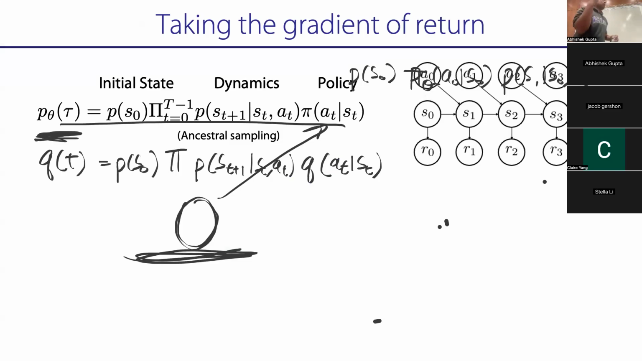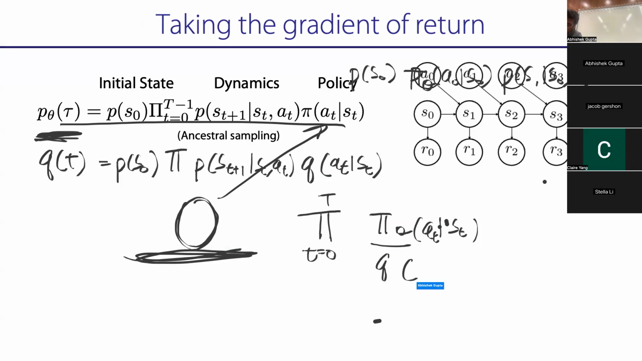If I divide these two things, what do I get? Exactly, you get a multiplication of pi over Q. You get a product from 0 to t of pi theta of AT given ST divided by Q of AT given ST. That's it. If you remember a few lectures ago, I said never take the ratio of probabilities. It's bad times. And now we not only took the ratio, we multiplied it t times. It's a terrible idea.